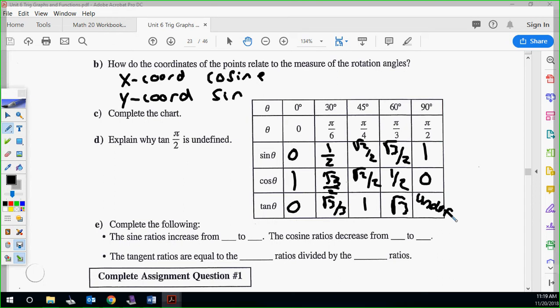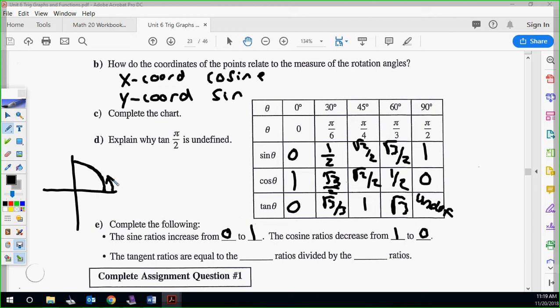Okay, so complete the following. The sine ratios increase from 0 to 1. The cosine ratios decrease from 1 to 0. Okay, so looking at sines increasing, cosines decreasing. That makes sense because look, when you're coming around this corner here, as I'm going this direction, my y values are what? Getting taller. Right? As I'm going around the circle this way, my y's are getting taller, so that's why your sines are growing. But I'm also going this direction. I'm also actually technically turning. Which way am I turning? Left. So I'm turning left. That's making my x values get smaller.